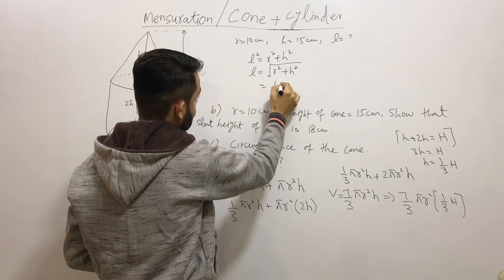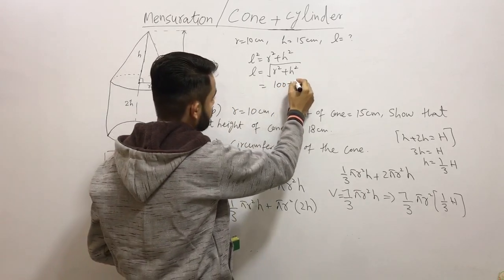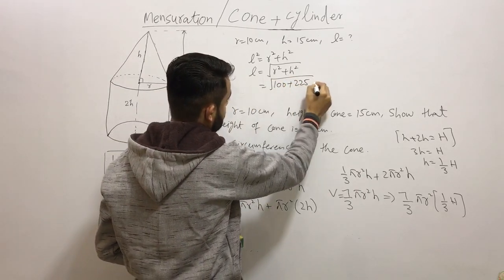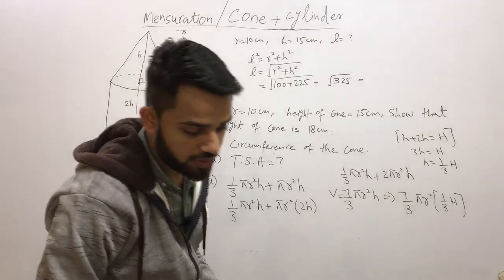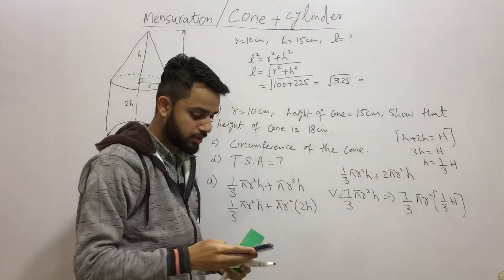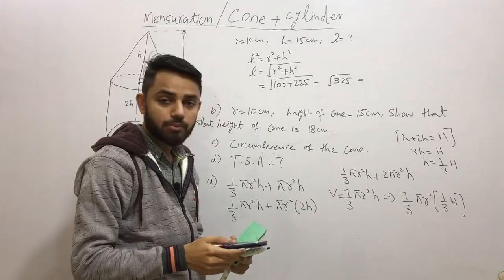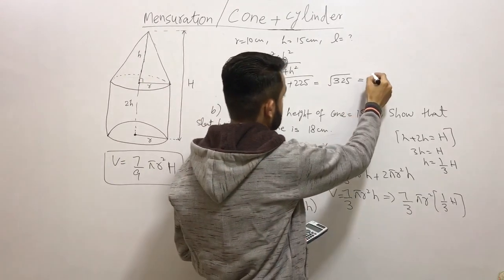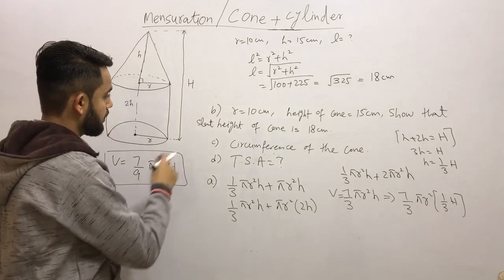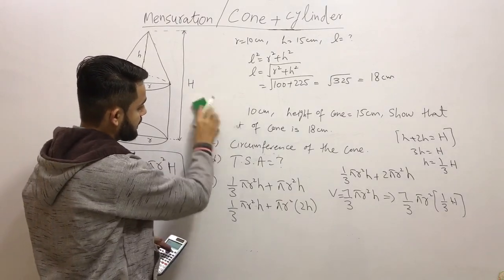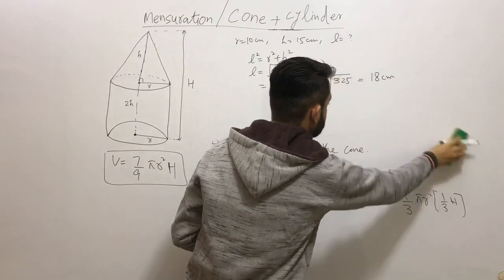R we have 10, 10 square will be 100, plus H we have 15, 15 square is 225, and that would be 325. Okay, so if we take the square root of 325, it is 18.02, so we can round it off up to 18 centimeter. So this is the second part that we have got for this B. So I can erase the second part as well, and now we will be having some more space.